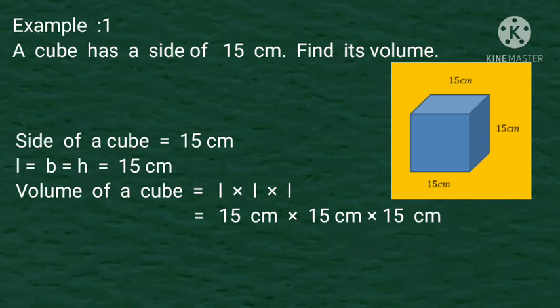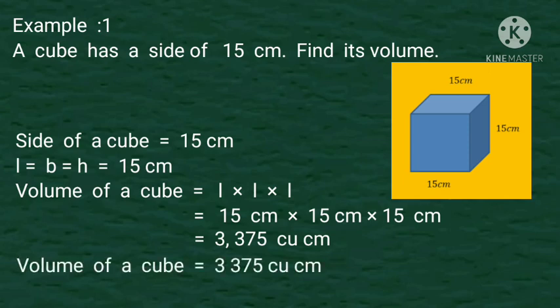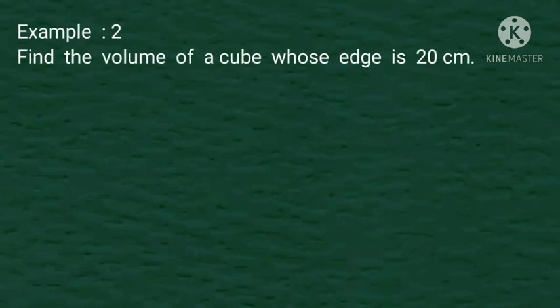That is 15 centimeter into 15 centimeter into 15 centimeter. 15 into 15, 225. 225 into 15, 3375 cubic centimeter. Volume of a cube is equal to 3375 cubic centimeter.